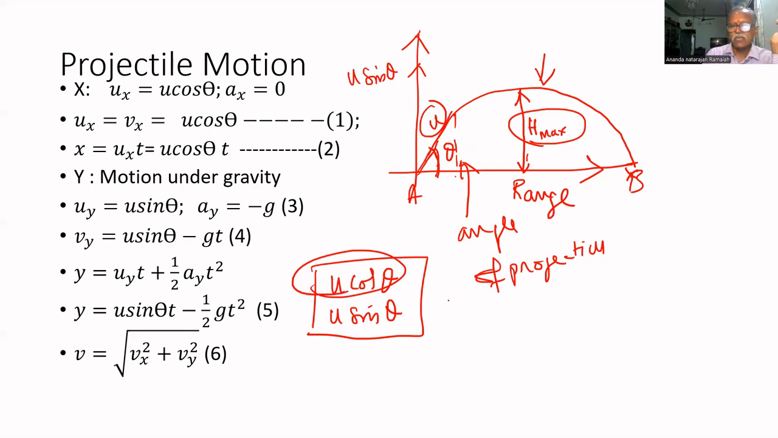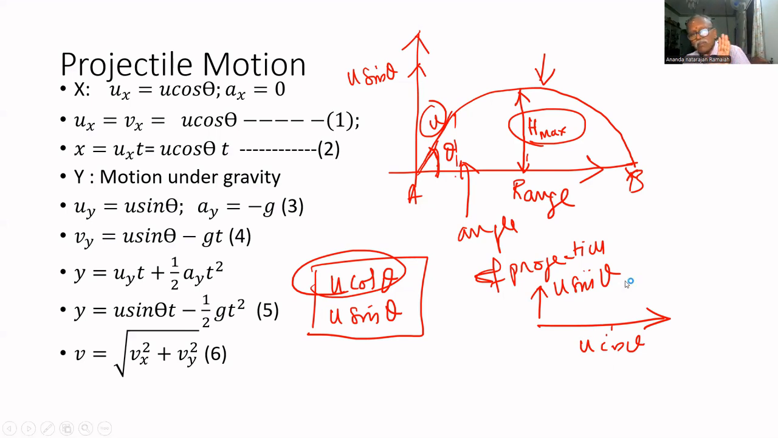So suppose you are projecting with 20 meter per second, along horizontal direction the velocity will be u cos theta. Along vertical direction, its velocity will be u sin theta. It is resolved in two parts. These two will not interact. This is very, very important. Already told you that if any two motions are perpendicular to each other, one will not affect the other. That's why it is resolved into two parts.